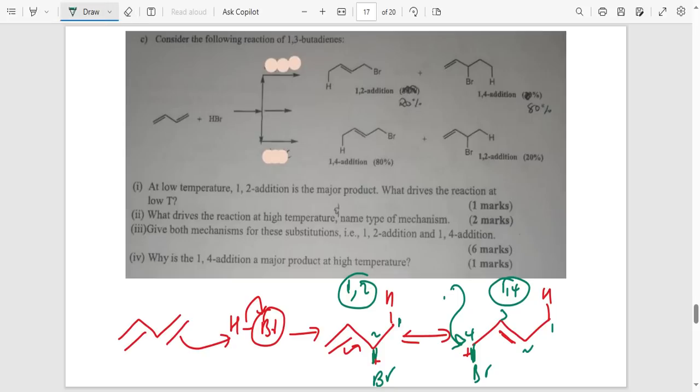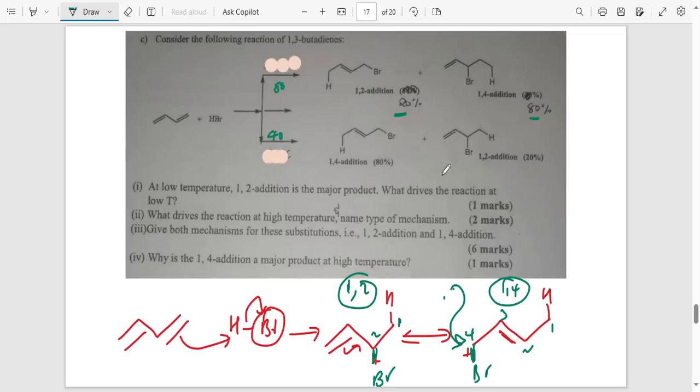Now the question is saying at low temperature, you need to know that at low temperature the major product is 1,2. That is what you can see that they gave here. You can see this is 20%, this is 80%. On top here you have high temperature. They gave a high temperature here. That should have been like 80 or something. Down here should have been 40.